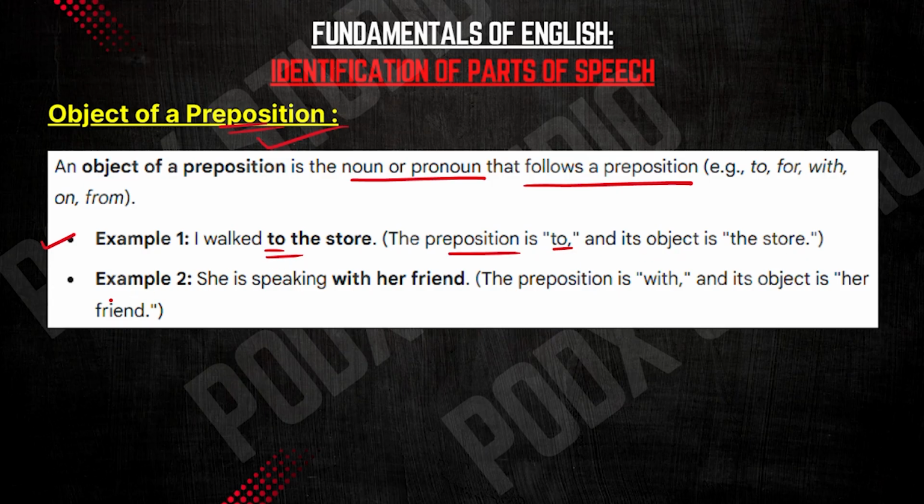Example number 2. She is speaking with her friend. Here, her friend is an object coming after the preposition, and the preposition is with. That's why her friend is an object of preposition.